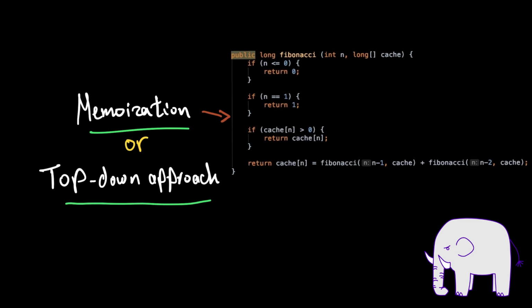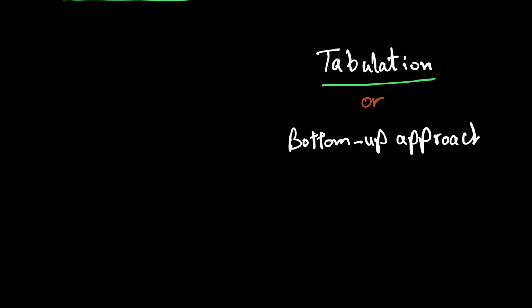I'm still not convinced. Okay, let me first introduce you to the other approach, and this will make it more understandable. Sometimes you just understand the concept by understanding the opposite of it, you know. Alright. The other dynamic programming approach is called tabulation or bottom-up approach. With that approach, you start from the bottom and gradually build your way towards the solution.